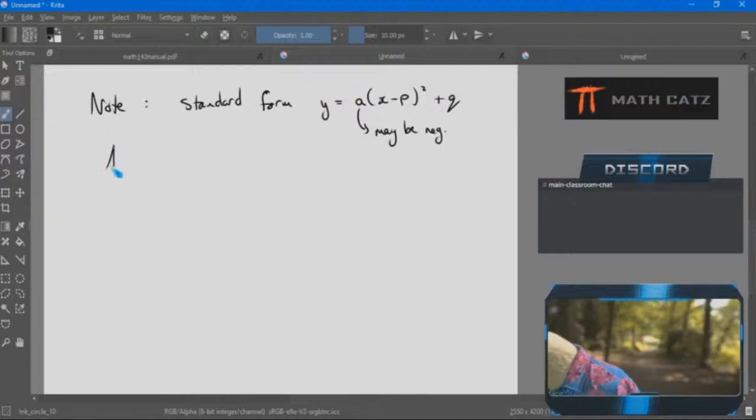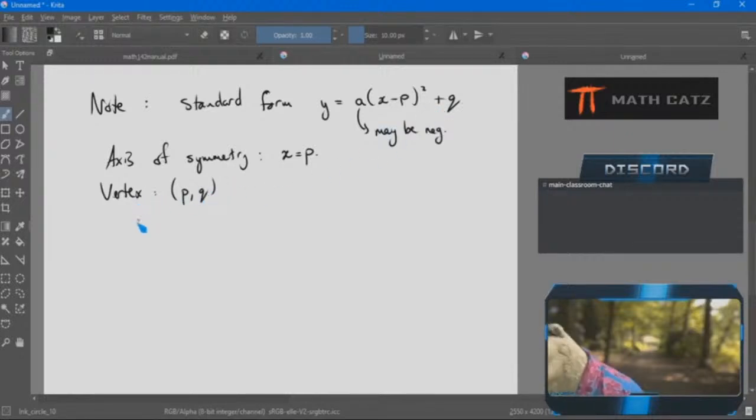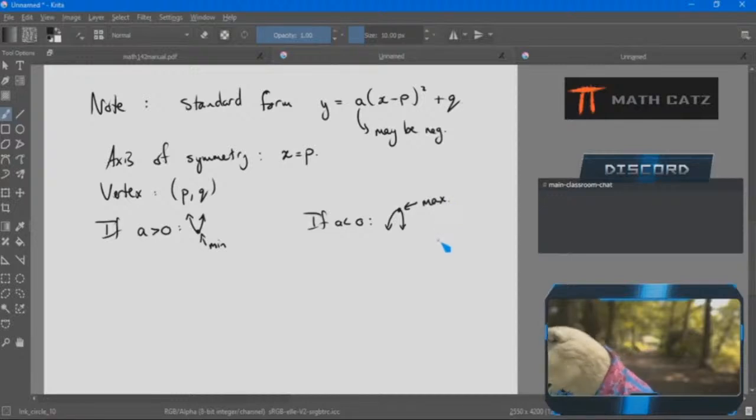We can find our axis of symmetry. When I have it in standard form, the axis of symmetry is very clear: the line x equal to p. The vertex is the point (p, q). Sometimes I call this the pq form. And then depending on a being positive or negative, if a is positive, then my parabola didn't flip vertically and my vertex is giving me a minimum point. If a is negative, then at some point in my sequence of transformations, the graph flipped vertically. I have a parabola pointing down, and I'm going to have a maximum point at my vertex.